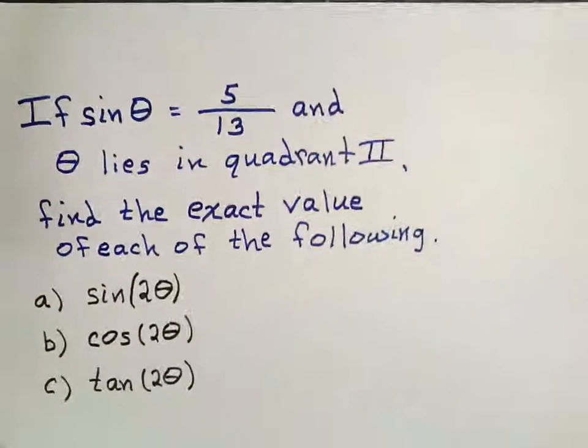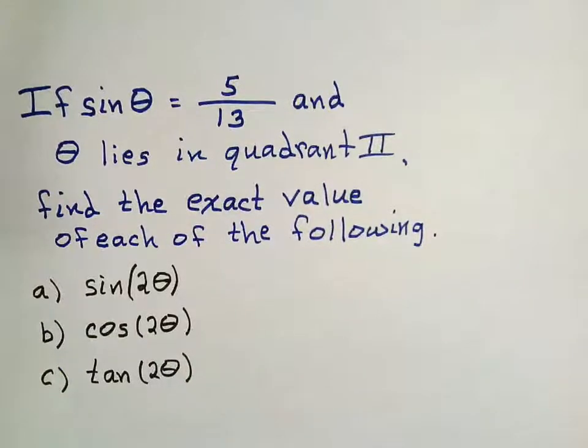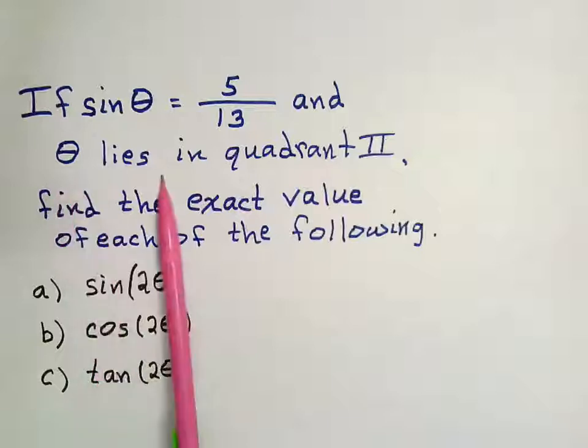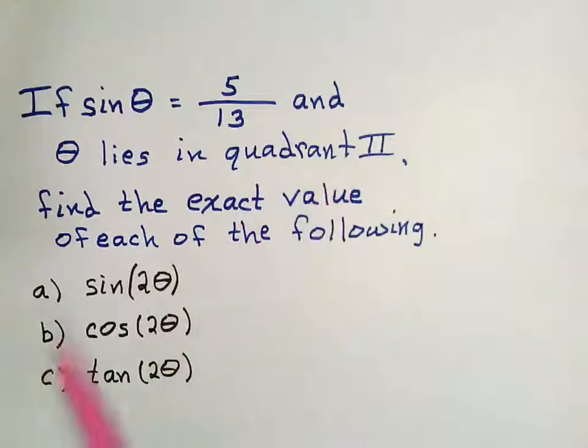We're going to look at a problem where we are given that the sine of theta is 5 over 13 and theta lies in quadrant 2. Find the exact value of each of the following: the sine of 2 theta, the cosine of 2 theta, and the tangent of 2 theta. So that is our problem.